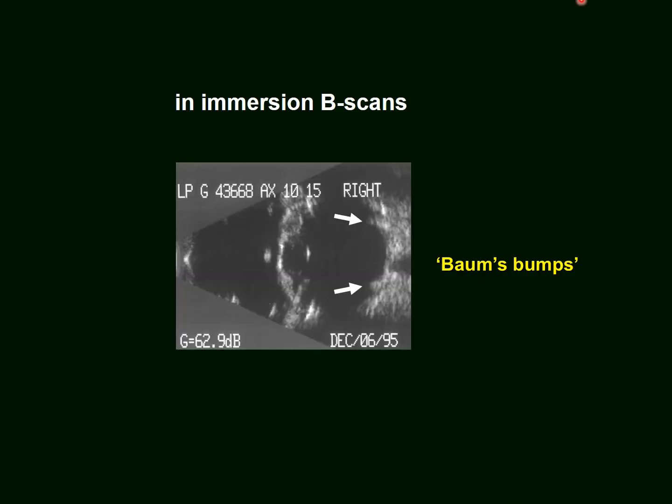In immersion B-scan, artifacts are much more frequent. Here the historically famous Baum's bumps. Baum introduced B-scan into ophthalmology, and he used only immersion B-scan, and these artifacts caused by the anterior surface of the eye on the lens are called therefore Baum's bumps. Here we see a tumor of the iris.